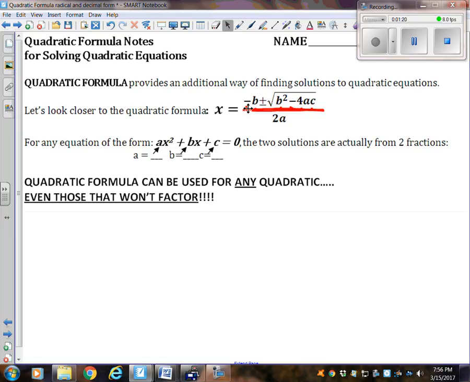And I will usually sing that a few times. Opposite of B, plus or minus square root, plus or minus square root, B squared minus 4AC, B squared minus 4AC, all over 2A, all over 2A.